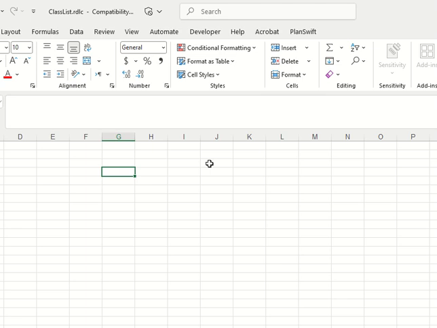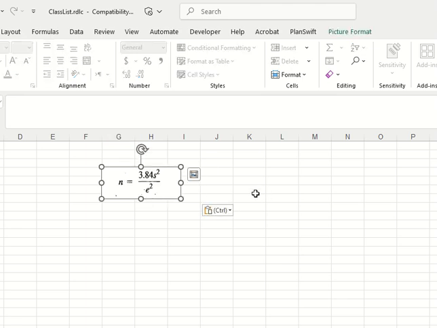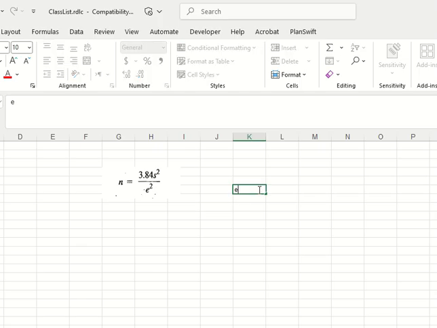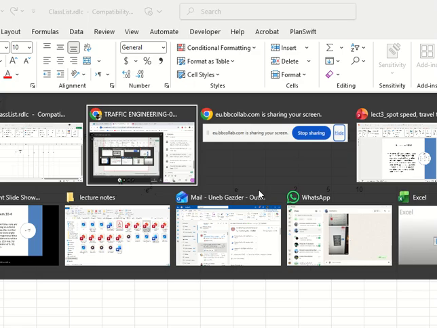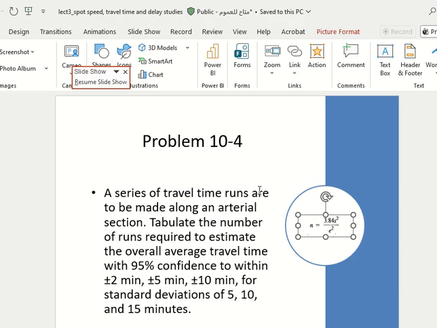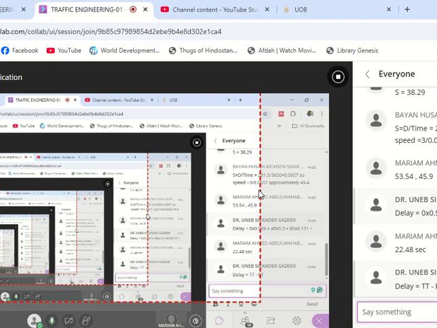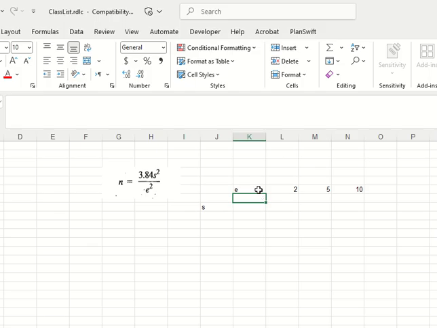So we have to calculate the number of samples using this equation. My E is changing and my S is changing. The E is going from 2 to 5 to 10 and S is going from 5, 10 and 15. So for each combination we have to calculate the n value, the number of runs. It's very simple. Can you give me the first value?